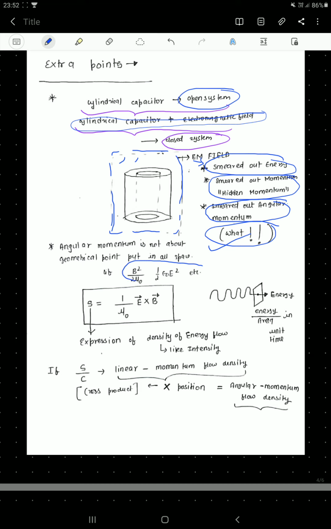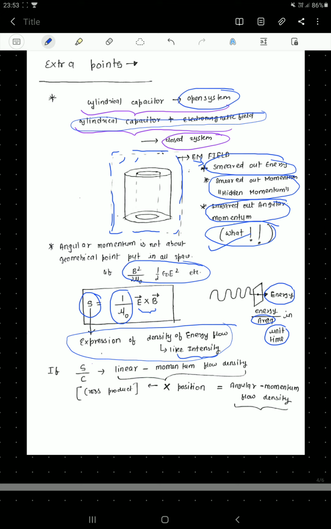B square by 2 mu naught plus half epsilon naught E square, we will just get that. So here how can we write the angular momentum? We can write it by using Poynting's vector. What is Poynting's vector? S can be written as 1 by mu naught, that is the permeability of free space, into E cross B. So what is this? This is the expression of the density of energy flow, and it is just like intensity.